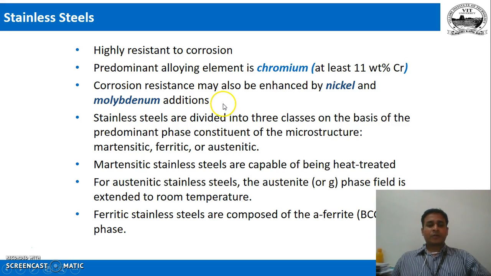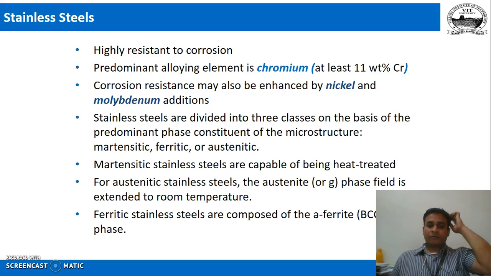So if you see the stainless steels, they can be broadly divided into three categories. Those are martensitic, ferritic and austenitic stainless steels. What are they? The martensitic stainless steels are heat treatable. For example, just like your high carbon steels or medium carbon steels, you can bring it to austenitic temperature and quench it so that you get martensite. We call them martensitic steels.